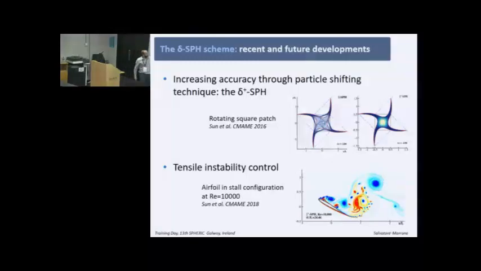And then another thing that we added is the tensile instability control. Using the Delta plus, we tried to reach higher Reynolds numbers. This is the flow past an airfoil at Reynolds 10,000. You can see the richness of vortical structures that you produce at this Reynolds number. And this is in stall condition, so it means that the flow is completely detached.